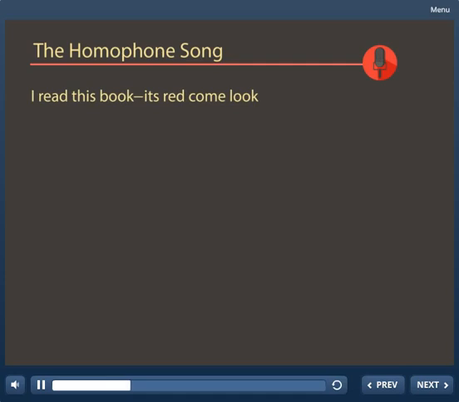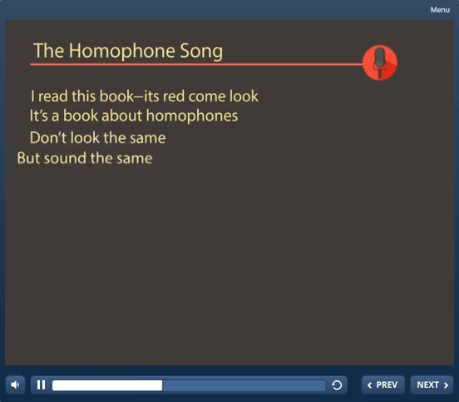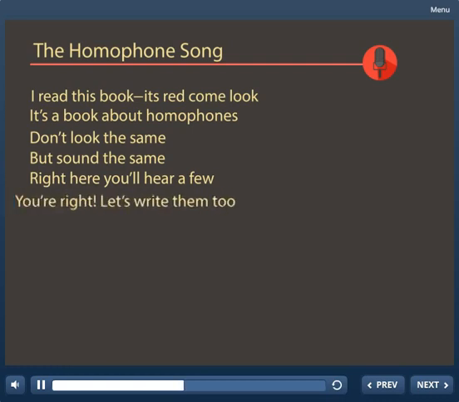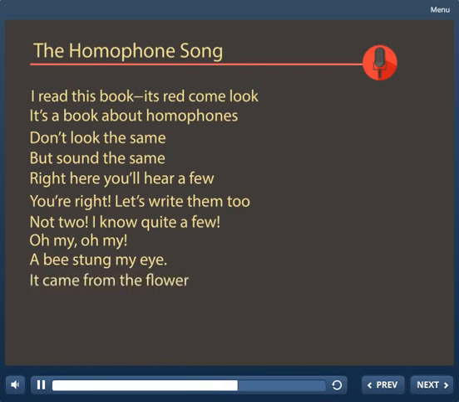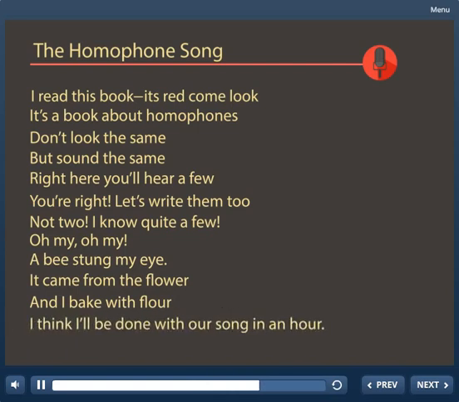I read this book. It's red. Come look. It's a book about homophones. Don't look the same, but sound the same. Right here you'll hear a few. You're right. Let's write them too. Not two, I know quite a few. Oh my, a bee stung my eye. It came from the flower, and I baked with flour. I think I'll be done with our song in an hour.